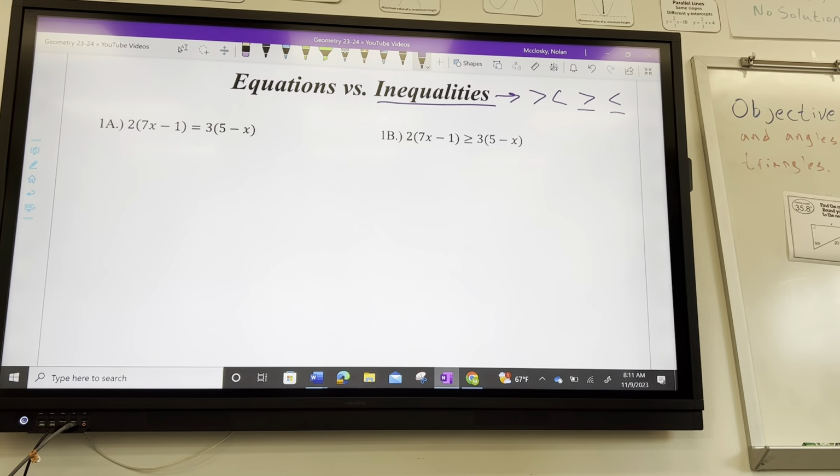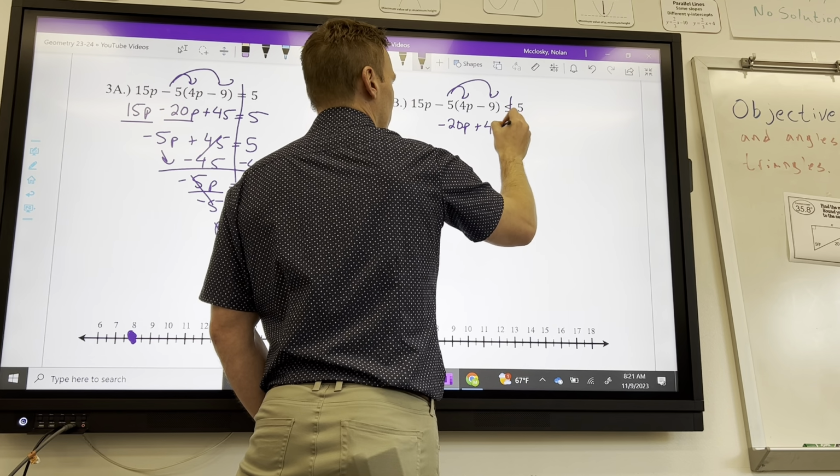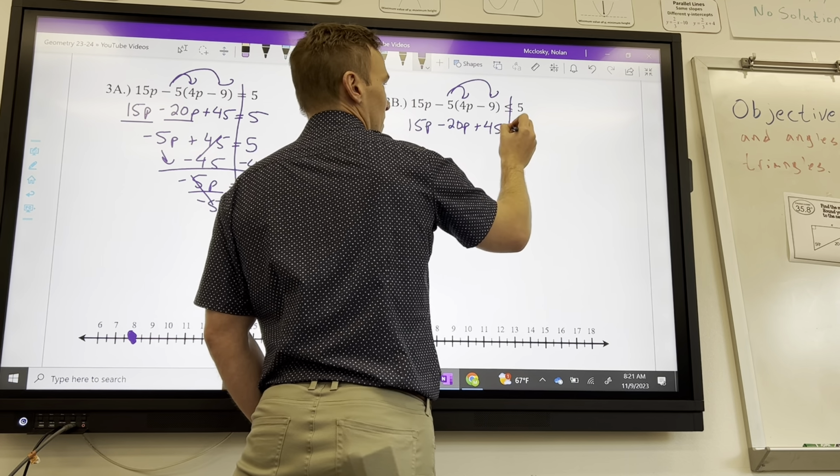All right, 3b over here. We changed the equal sign to a less than or equals to sign. It's the only thing that changed. Okay, so we still distribute the negative 5. That's negative 20p plus 45. You drop down the 15p. Drop down the less than or equal to 5. Then you combine the like terms. 15p and negative 20p combine to be negative 5p. The plus 45 drops.